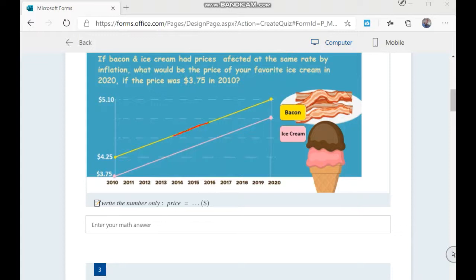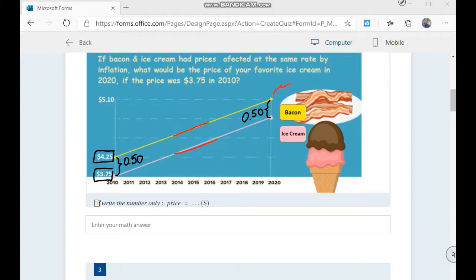Look, the lines are parallel, right? Parallel lines. If the lines are parallel, this distance here is the same as the distance right up here. This is going to be the same. You find this distance by subtracting: 4.25 minus 3.75 is 50 cents. So here is also 50 cents.